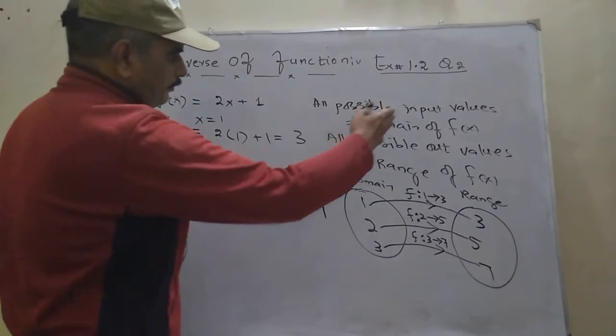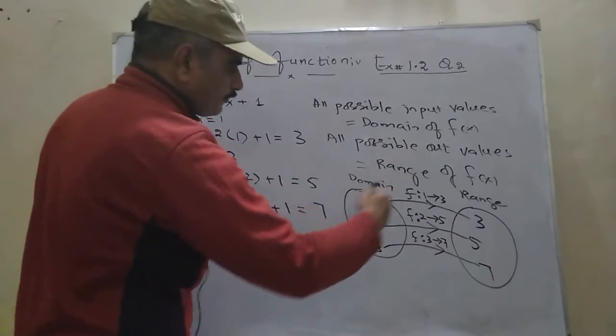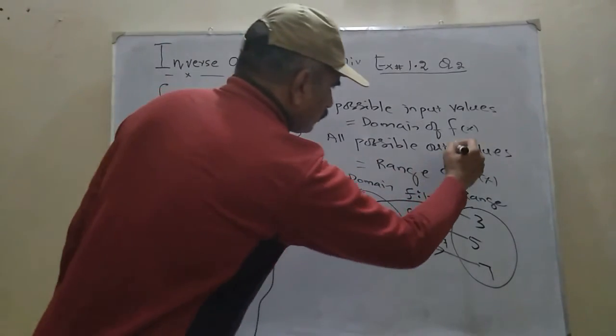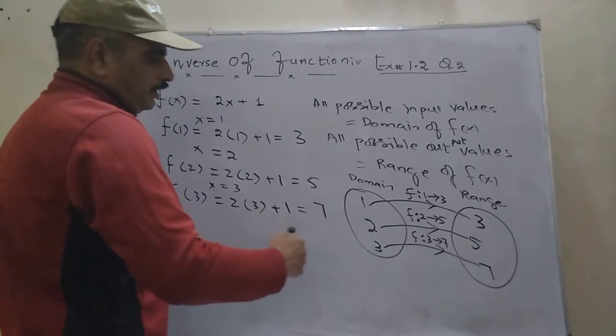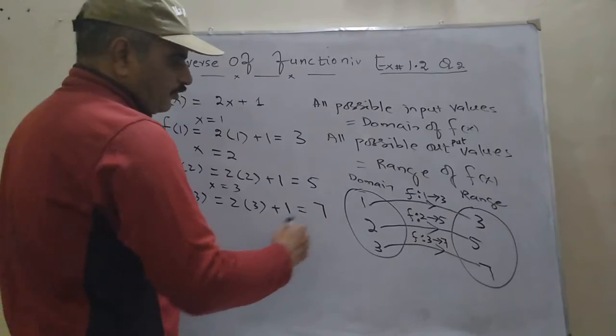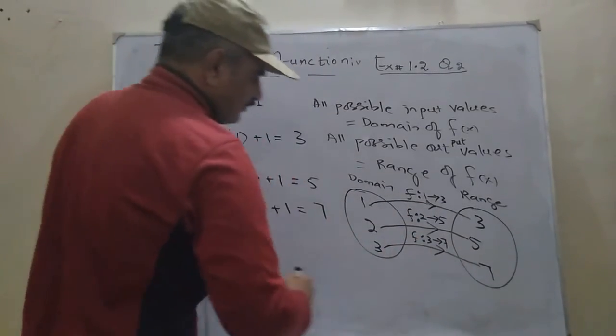All possible input values, that is 1, 2, 3, are the domain of the function, and all possible output values are the range of the function. And here is the arrow diagram. For 1 the image is 3, for 2 the image is 5, and for 3 the image is 7.